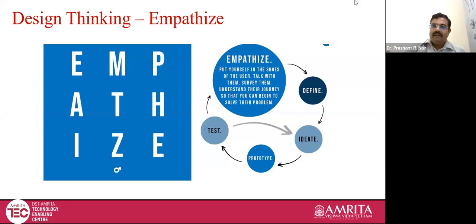But if you do a design thinking process, put yourself as a doctor, put yourself as a nurse, put yourself as a patient, put yourself as a bystander, the person who is coming with the patient, you'll get a much better idea. You'll get multiple perspectives. What is a doctor's perspective? What is a nurse's perspective? What is the x-ray technician's perspective? What is the patient's perspective?